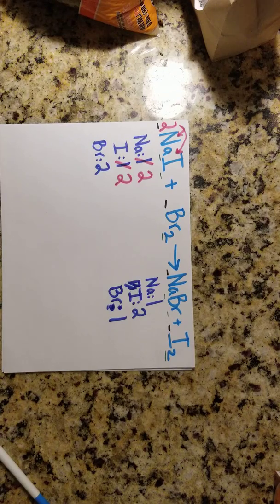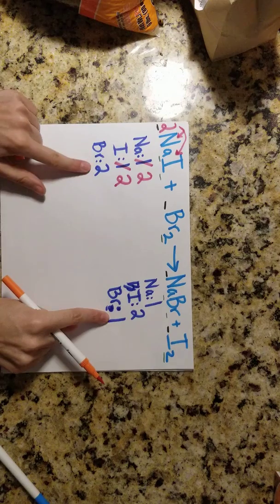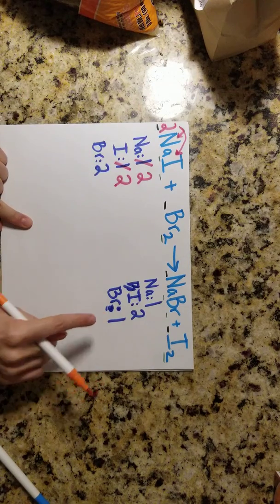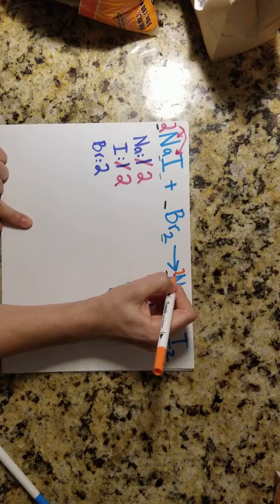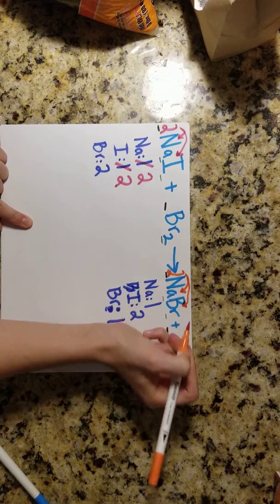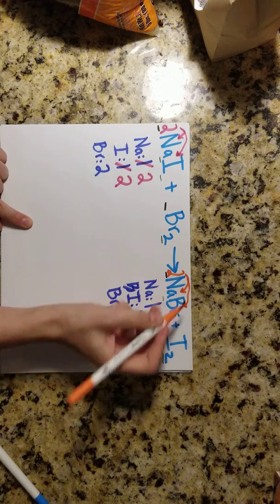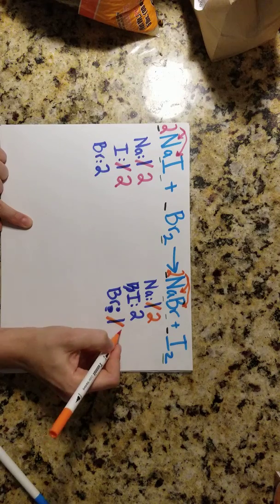So we are going to now have to fix our Br. So to make this Br the same as this one, we need to multiply it by 2. The only place we can put that is going to be right in front. So we're going to make this a 2, and we're going to multiply that subscript all the way to everybody. So this is 2 times Na, and this is 2 times Br.